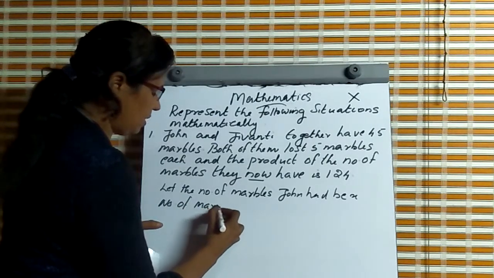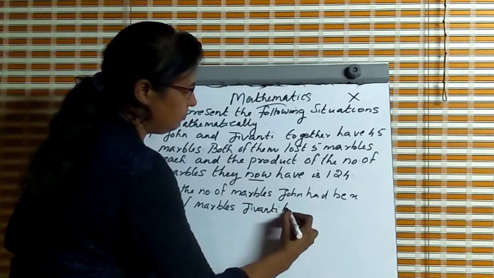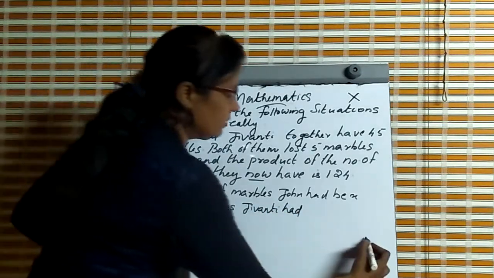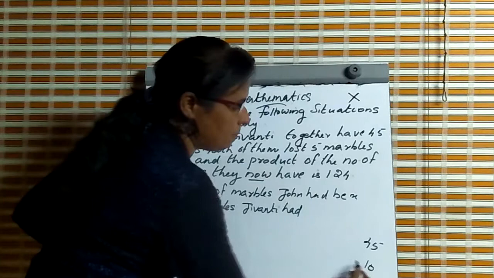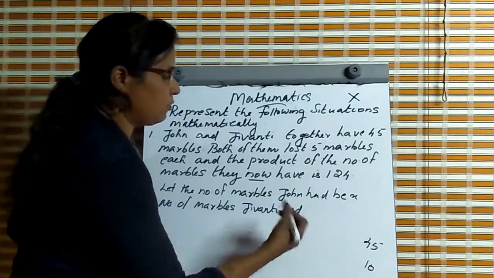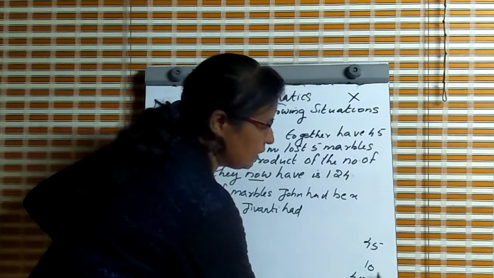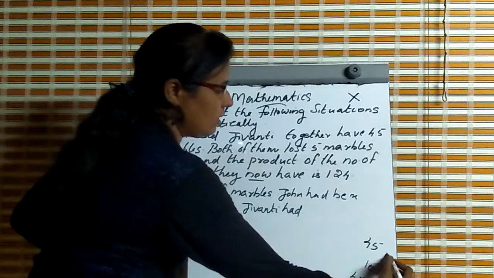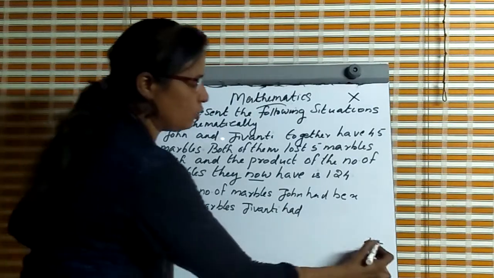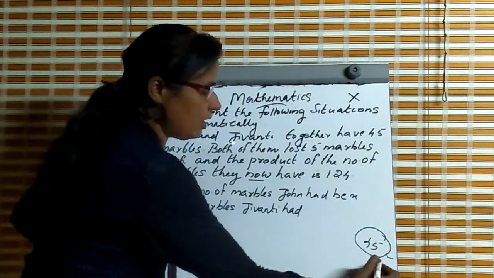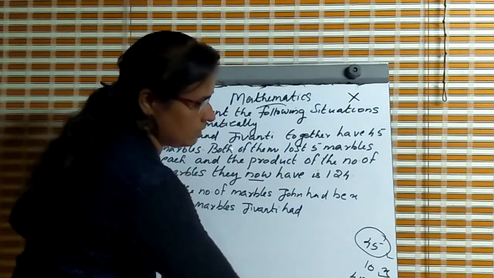The number of marbles Jivanti had. They have a total of 45 marbles. Suppose one has 10 marbles. What is the number of marbles the other person has? 45 minus 10, that is 35 marbles. One has 10 marbles, the other has 45 minus 10 marbles. Similarly, with a total of 45 marbles, if one has x marbles, what is the number of marbles the other person has?